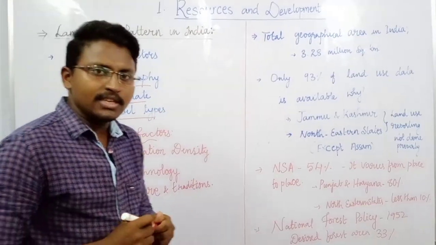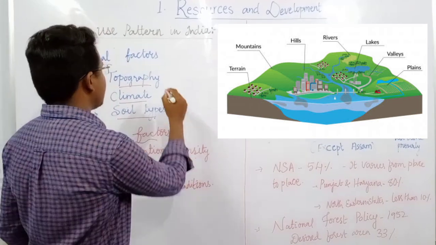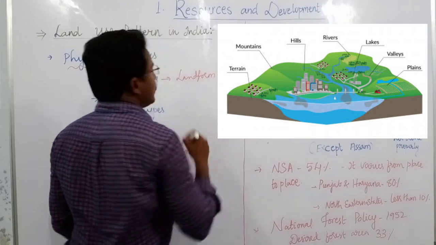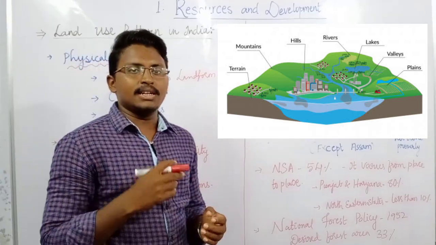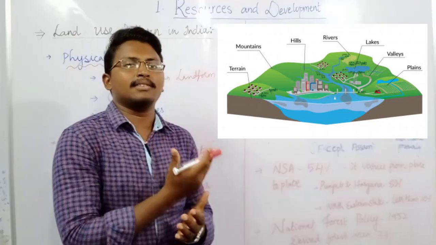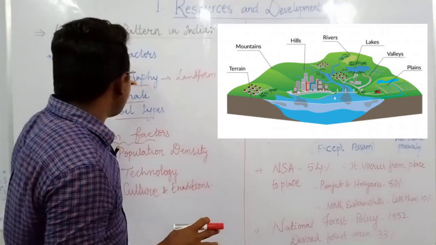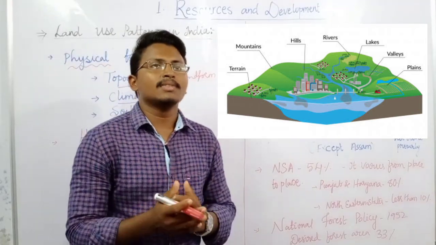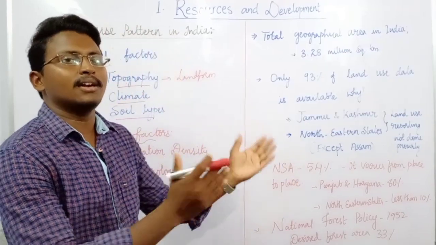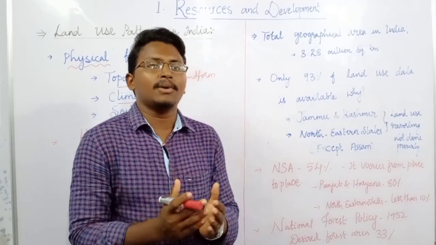So how do these physical factors affect the land use pattern? For example, take topography, which means the type of landform. It can be a mountain region, a plateau region, a plain area, or a place where the availability of water is high. Depending upon the topography, the land use can vary. For example, if there is a plain area with a river flowing beside it, then the land usage will be more and more.